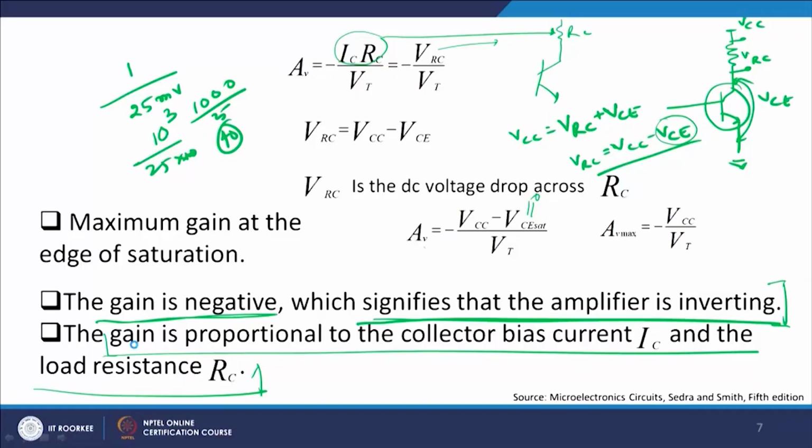We also saw that, theoretically speaking, the maximum gain available to us in a common emitter configuration is minus 40, provided you are giving a VCC of 1 volt. I get VCC by VT as the maximum theoretical limit of the voltage gain. In reality, obviously you will not get that, because VCE sat will never be equal to 0; it will have some finite value, and therefore your AV max will reduce drastically. So, this takes care of the basic understanding of our design, and in the next lecture we will be looking into small signal models of BJT. I thank you very much.